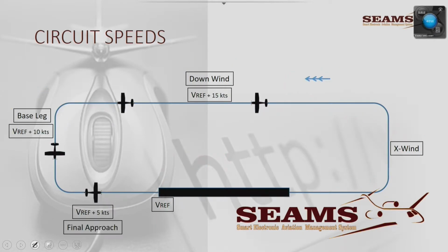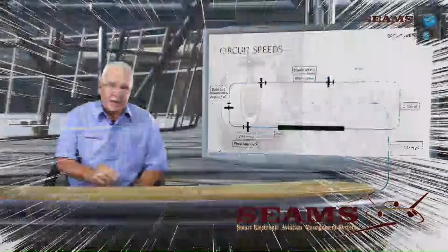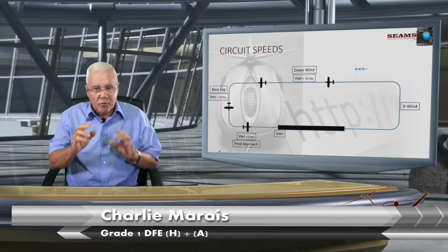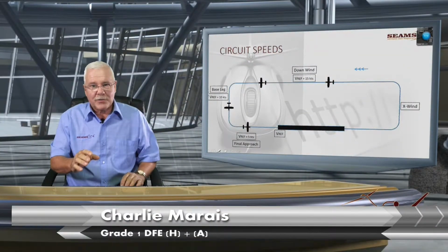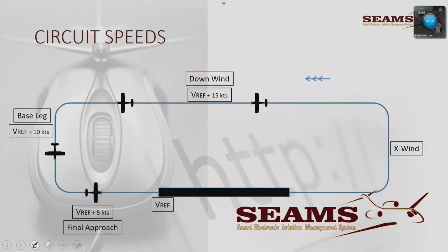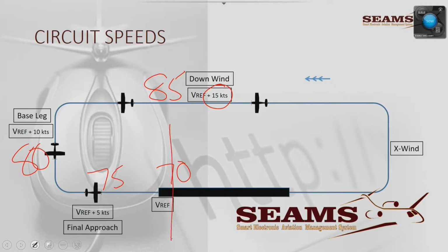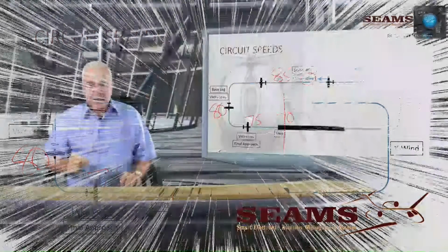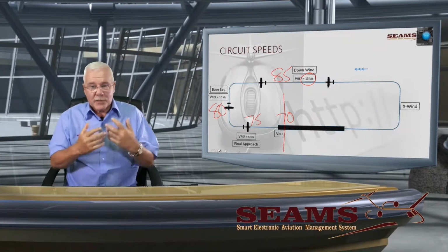Good. Now, it's not a big deal. All you have to do is take your VREF and add 15. So if this is 70, that is going to be 85. Then this is going to be 80. This is going to be 75. And VREF is 70. So that's how you work out what speeds you are going to use.